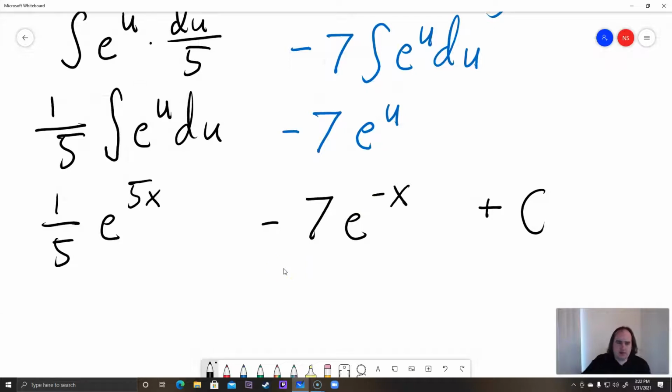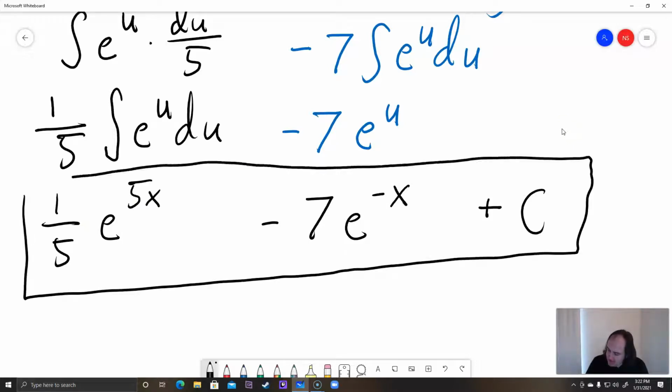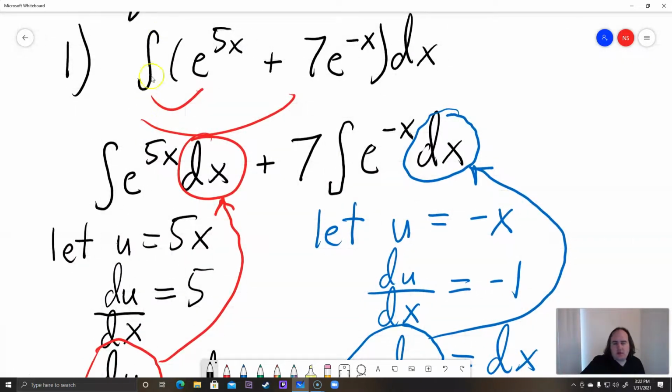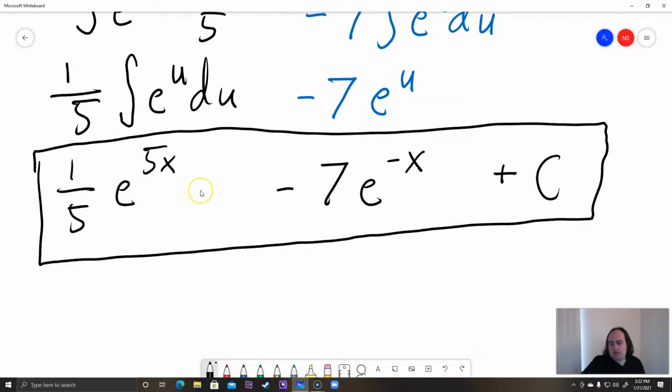Since we already did the first integral, we're going to combine all of these. So we have 1/5 e to the 5x minus 7 e to the negative x plus c. And so hopefully that's not too bad. That was supposed to be a relatively easy one, similar to your first homework problem. And remember, when you don't have numbers to plug in or limits of integration, that's how you know this one was an indefinite integral. And because it's indefinite, you don't plug in numbers at the end, you just write plus c.